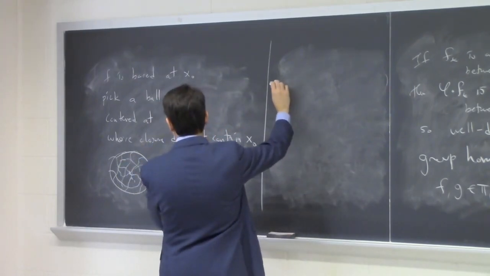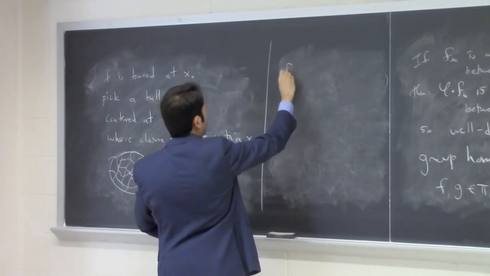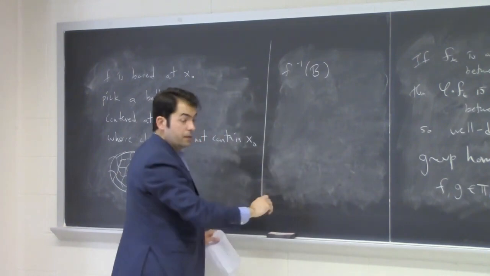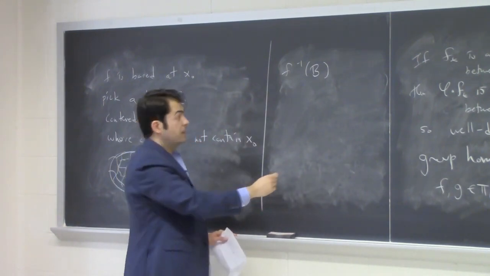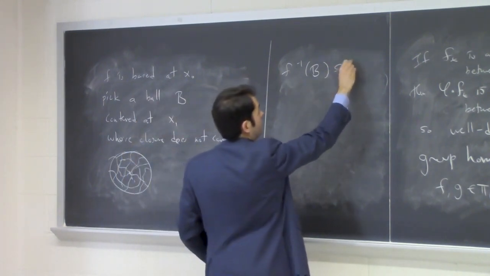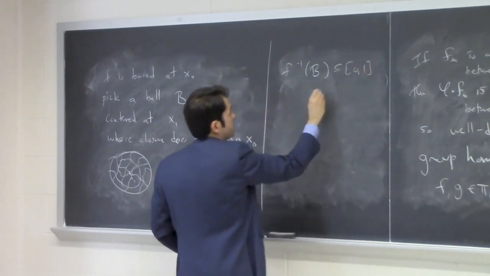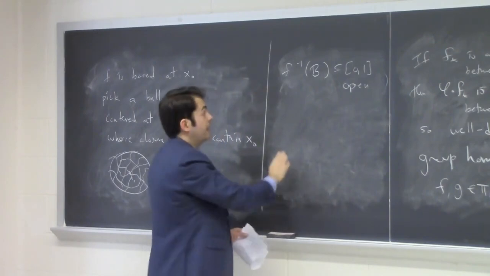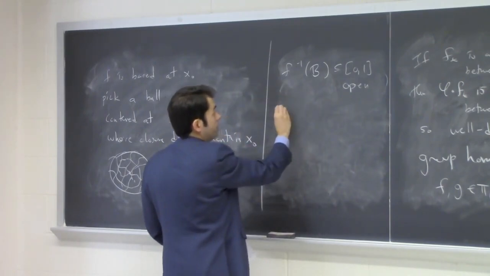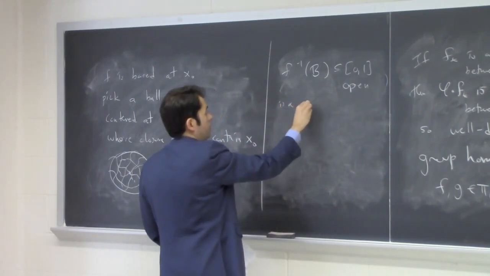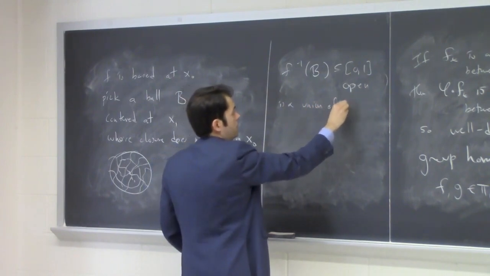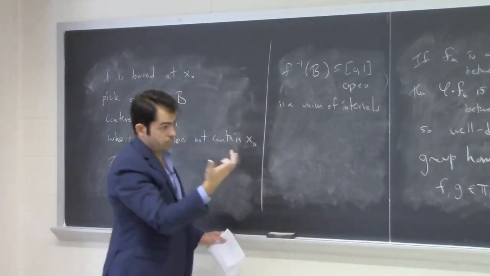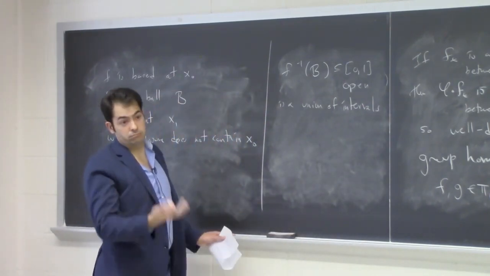So if we look at f inverse of b, then because f is continuous, this is an open subset of the interval, and hence this is a union of intervals. Could be infinitely many.